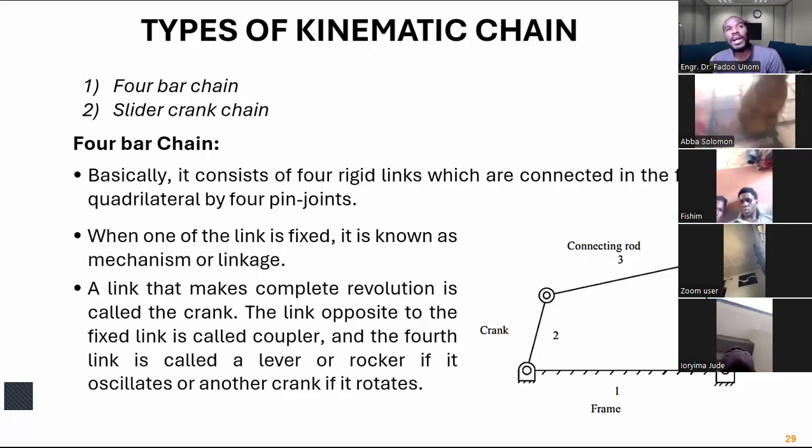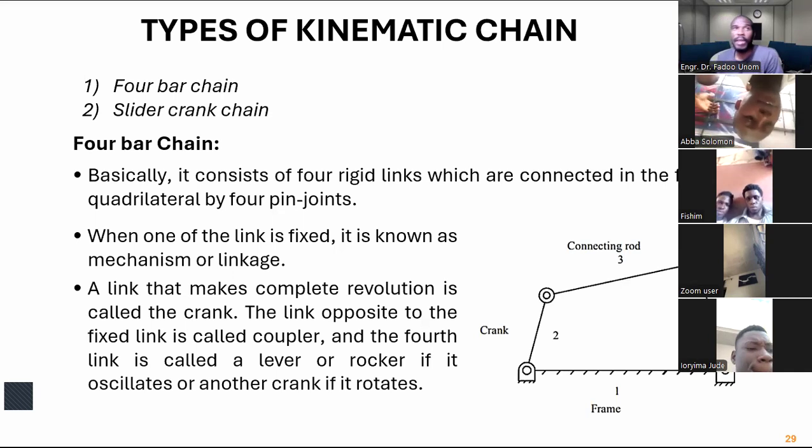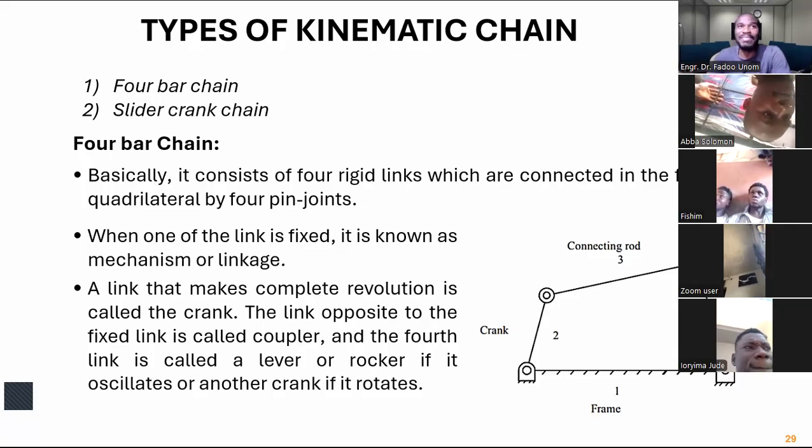Okay, so let's look at the types of kinematic chains that we have. We have basically what we call a 4-bar chain, right? And then we have what we call a slider crank chain. I will look at these very, very quickly. Give me a minute. Let me touch one or two.